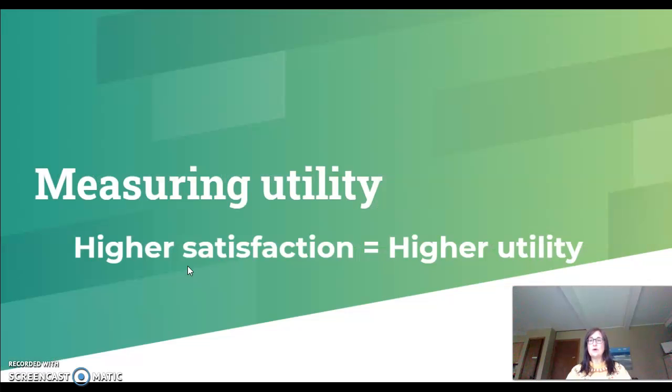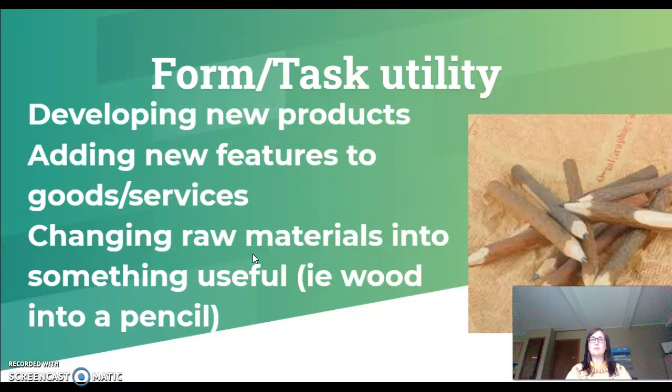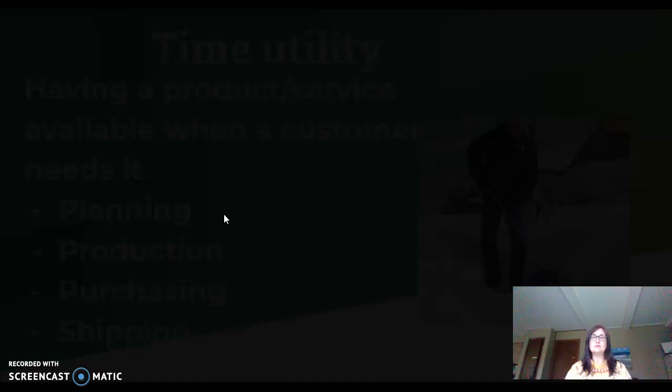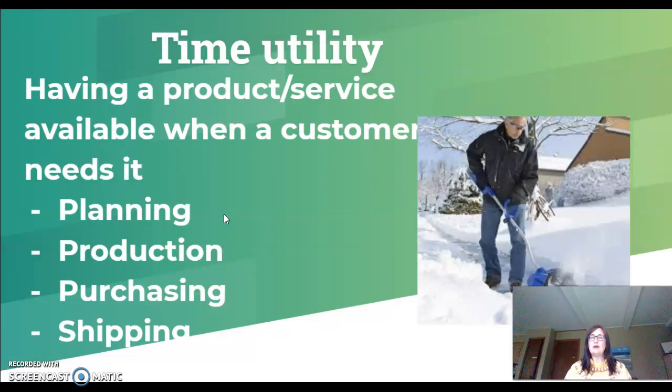Okay, so when you're measuring the value of utility, the higher the satisfaction, the higher the utility is, just kind of like the AirPods. So there's different forms of utility, playing words there. The form utility or task utility is when you take like a raw material and you make it into something useful, like wood into a pencil. That's considered form utility. Or you take just anything like steel and make it into a product that's useful. Time utility is when you have something available at the time when a customer needs it.